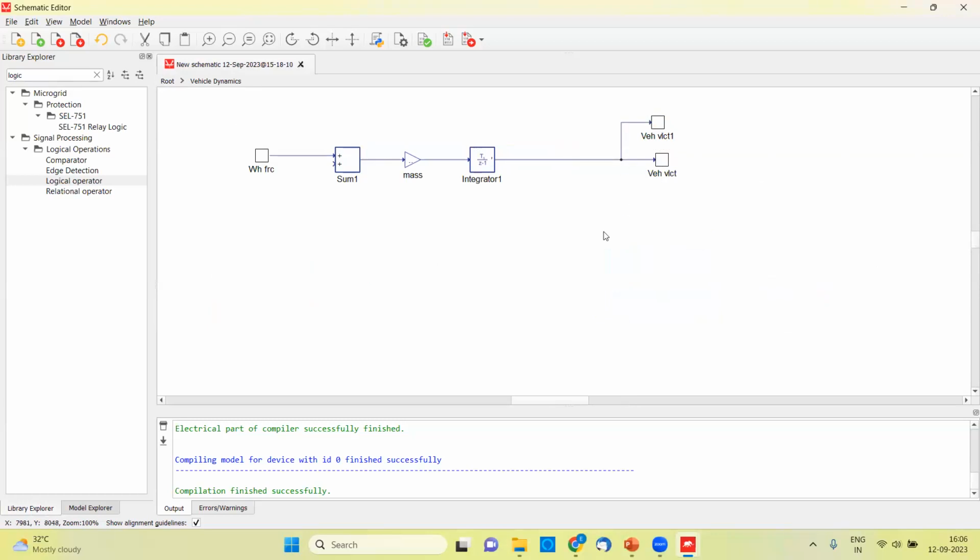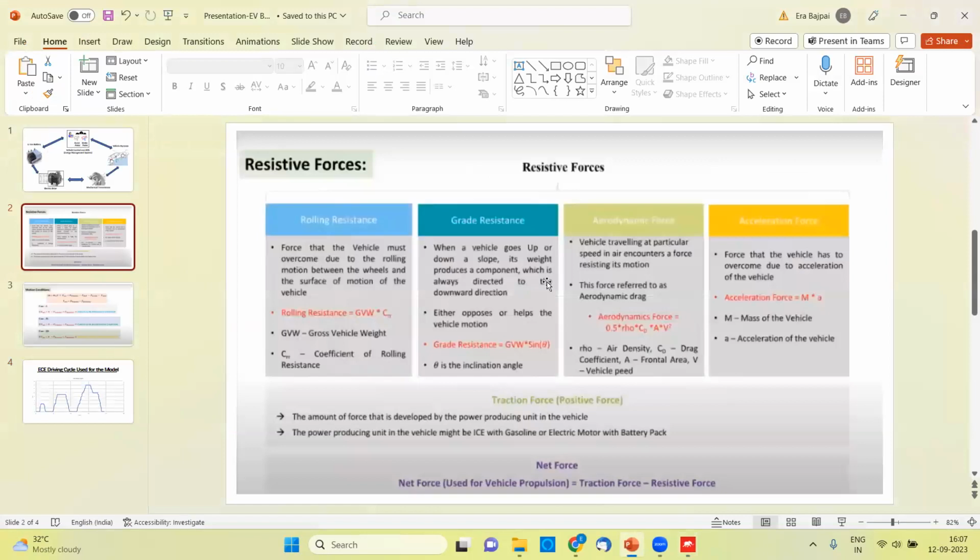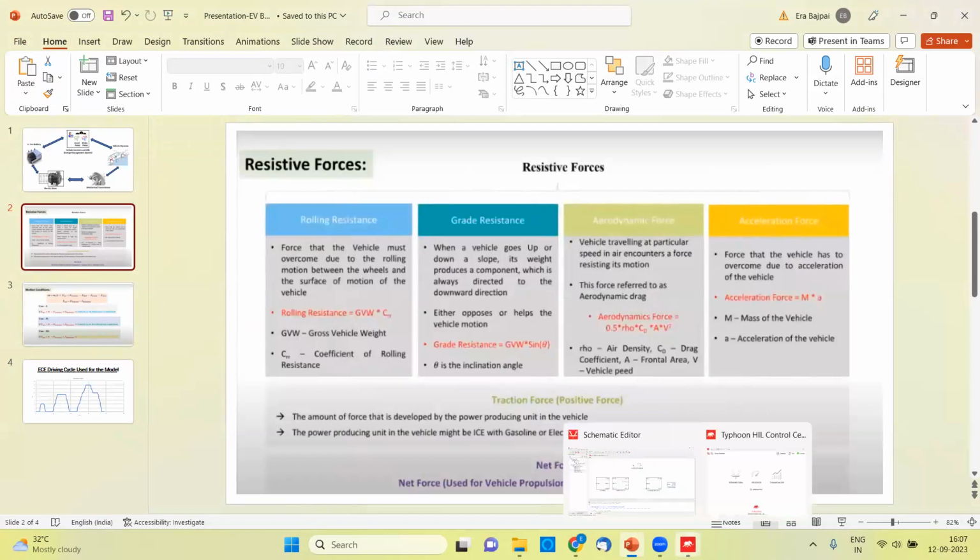Till now we have done the designing of almost 4 blocks. But as I said in the beginning, when I was showing you this slide, we have different kinds of forces in our vehicle. Till now you must have noticed that we have not taken these into consideration. We talked about tractive force, but we did not talk about resistive force. Now resistive force will also come into the picture.